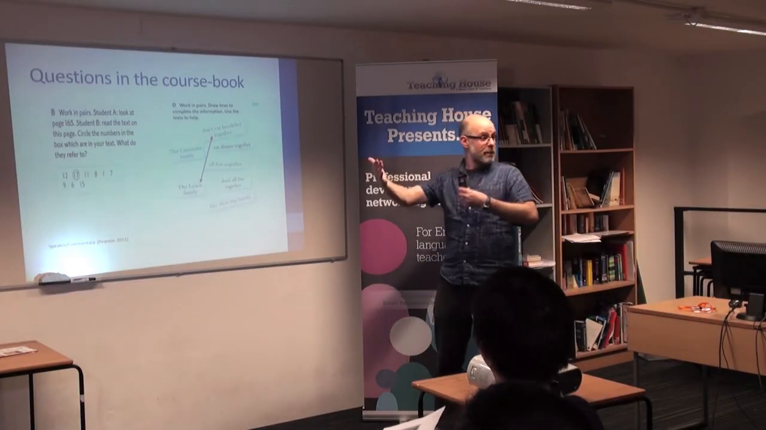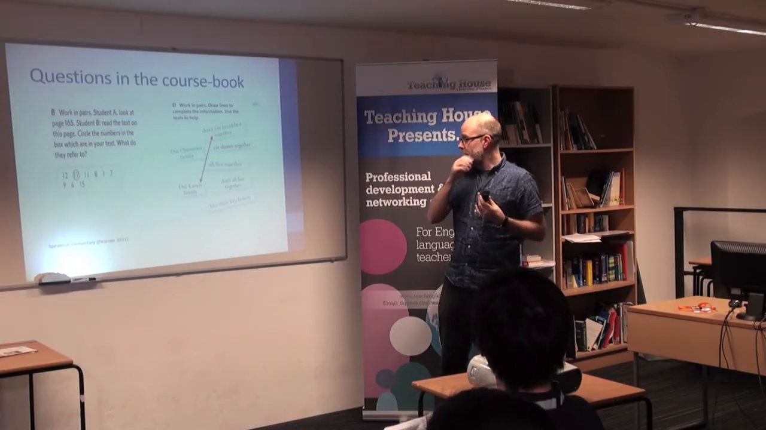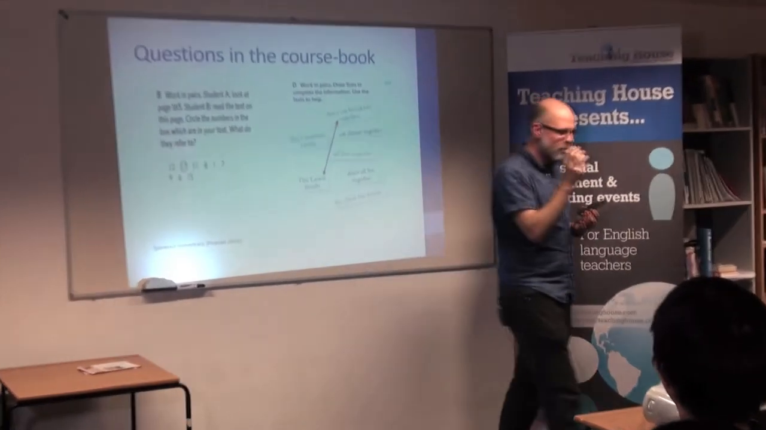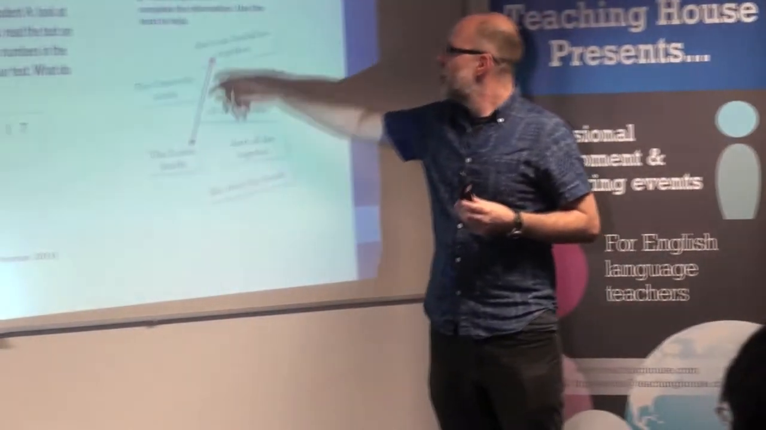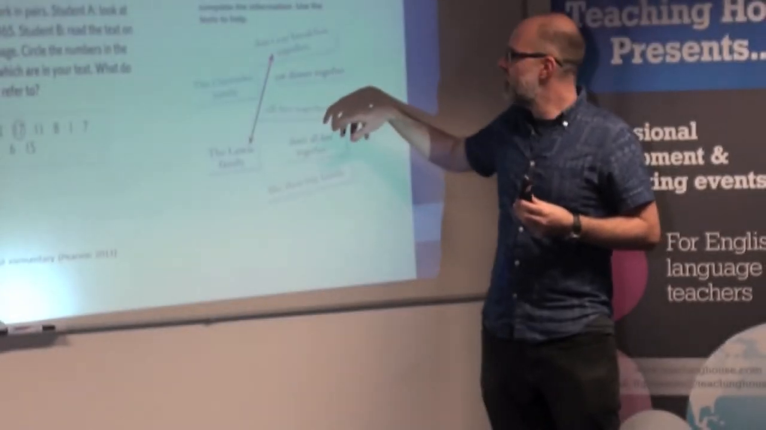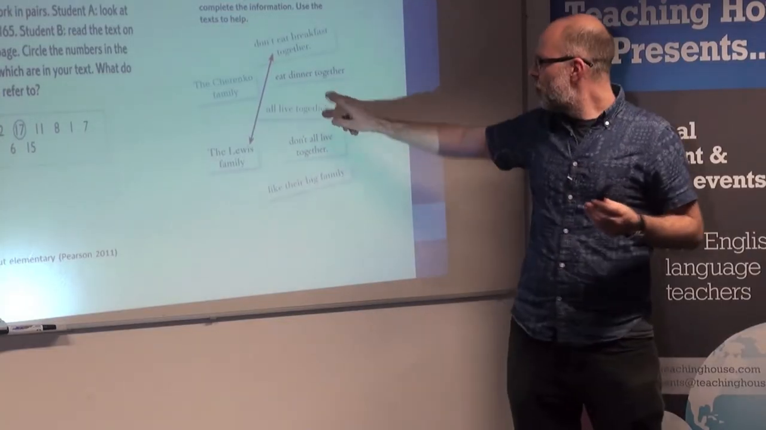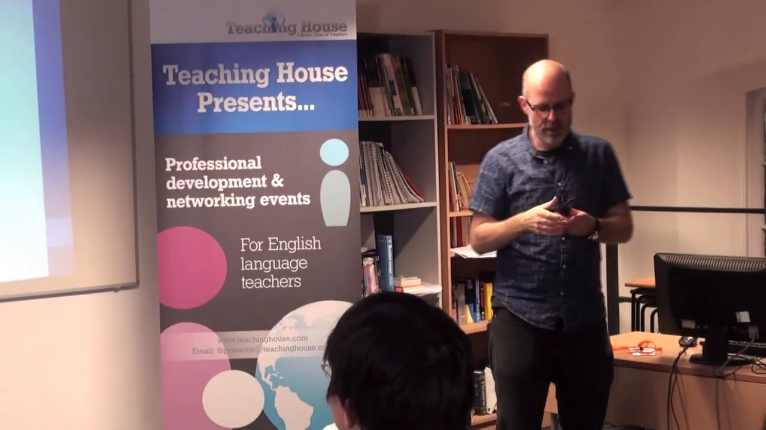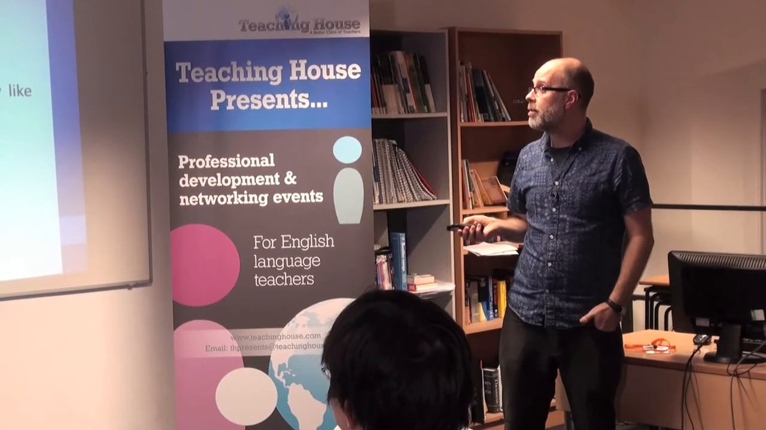It's a jigsaw reading, by the way, which I think is a good thing, because you get the information gap, you get the information exchange. But notice in the first task, they are only finding figures. They're not really looking much at the content of the text. And then they're just deciding who does and doesn't do certain things. So the Lewis family don't all live together. Quite a low level cognitive challenge. And there were no personal response questions or evaluative questions.